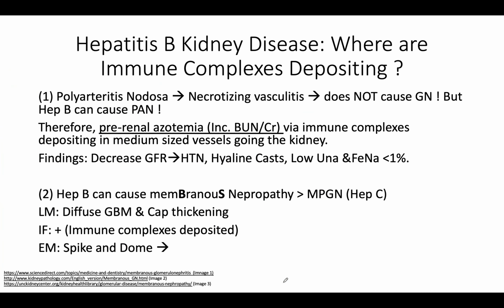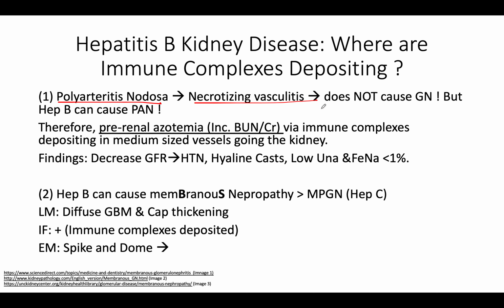All right, so hepatitis B kidney disease. Where are the immune complexes depositing? That is the big question, okay? If those immune complexes, the surface antigen and the surface antibody, if they are depositing themselves in the medium-sized blood vessels, that can lead to polyarteritis nodosa and necrotizing vasculitis, as we discussed.